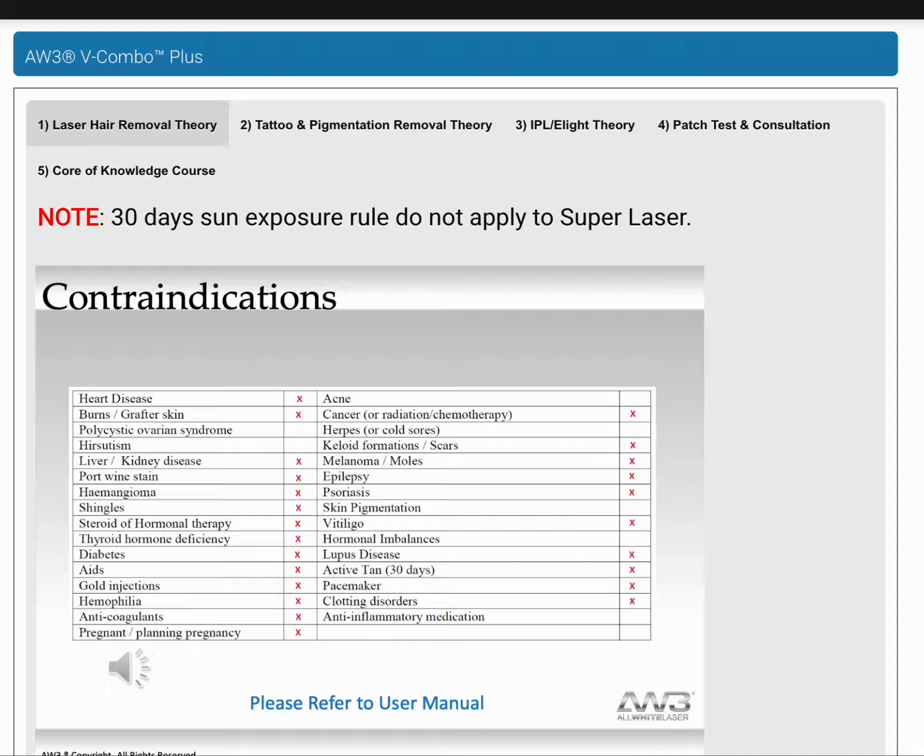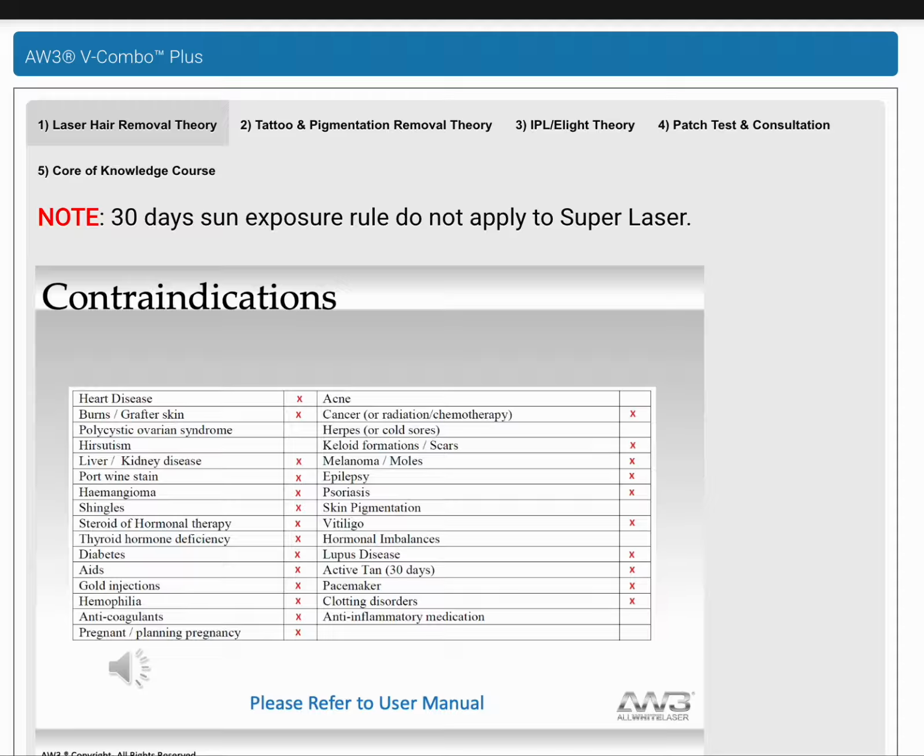Customers who have cancer and are currently receiving radiation or chemotherapy are not able to receive the treatment. If the customer is in remission from cancer, we would need a letter from their GP confirming that it is safe for them to receive the treatment.